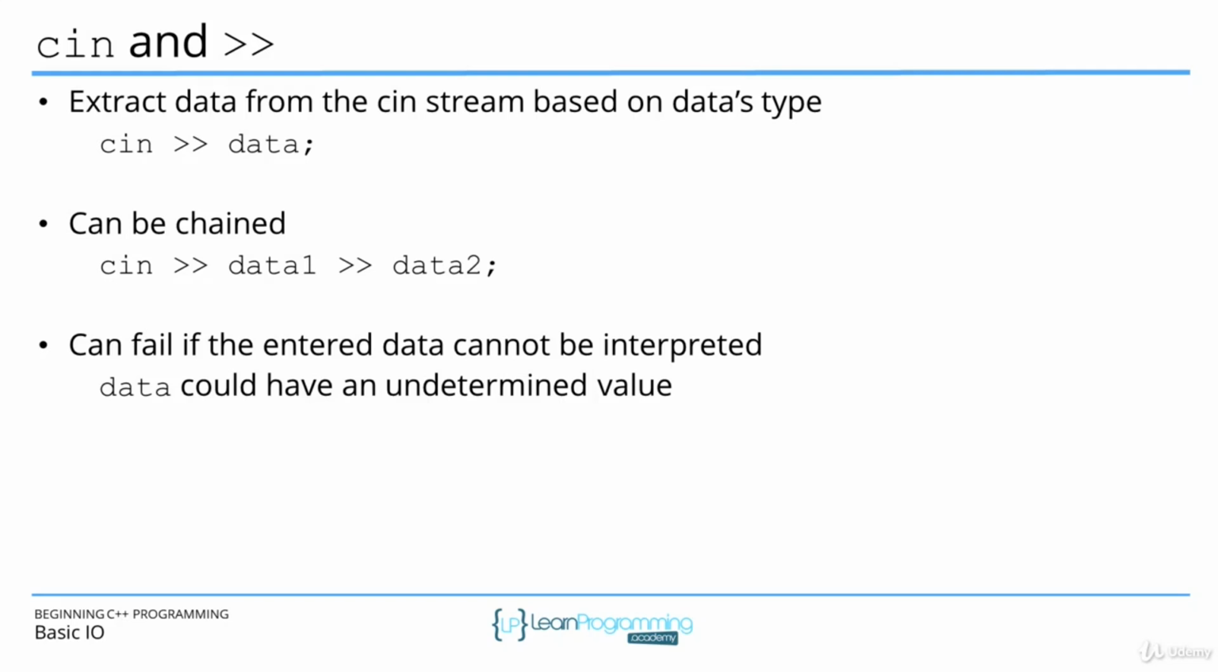Extraction operators can also be chained. In the second example, 2 variables, data1 and data2, will be assigned values read from the keyboard based on their type. The characters entered using the keyboard will only be processed when the enter key is pressed. cin extraction uses white space, that is, spaces, tabs, new lines, as terminating the value being extracted. That's important to understand, so if you put spaces between the things that you type in, the spaces will be ignored. It's possible that the extraction operator could fail. For example, suppose you want to read an integer and the user enters my name, Frank. In this case, the operation fails and the data will have an undetermined value.